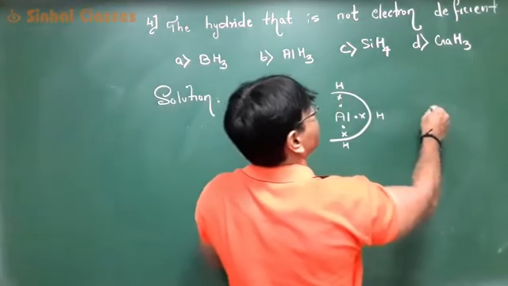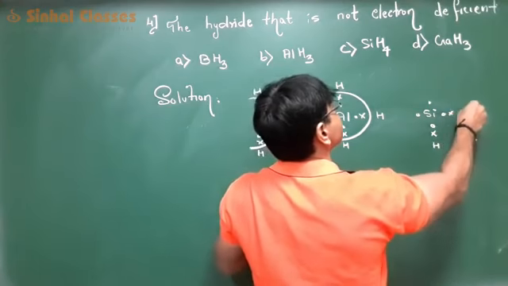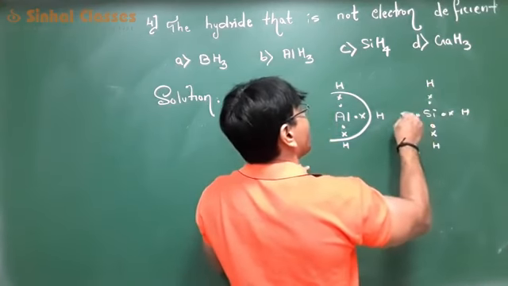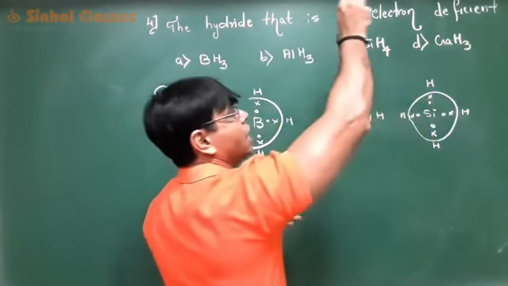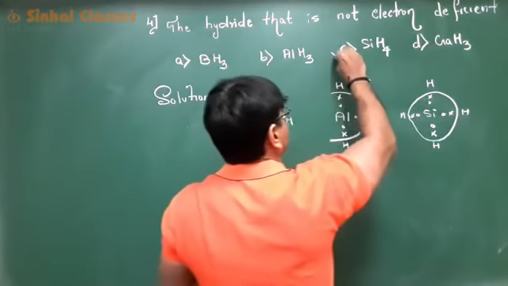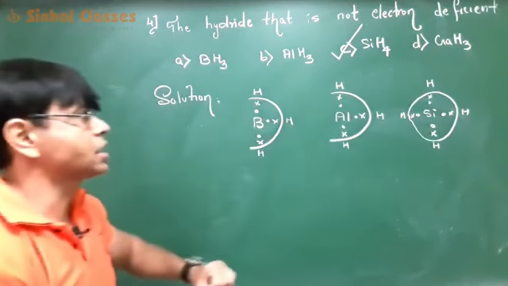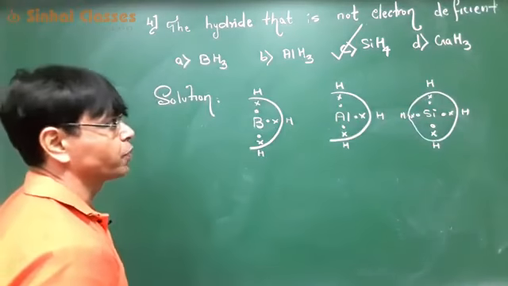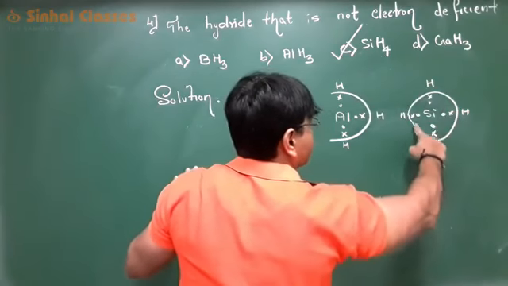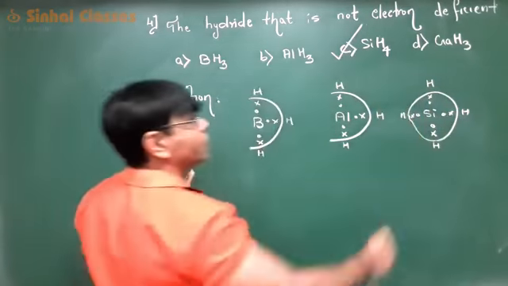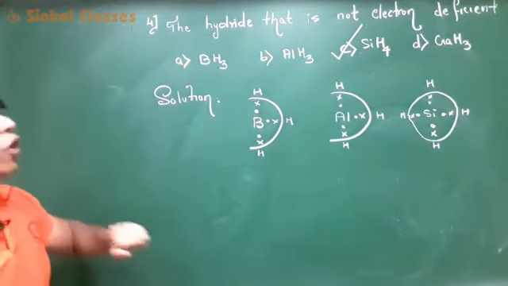What about silicon hydride? Silicon has 4 electrons in its outermost shell, and 4 electrons are shared by hydrogen. Total comes to 8. So it does not have electron deficiency. So your answer for this is C. Gallium hydride also has a deficiency of electrons. So your answer for this question is C, where all the electrons total makes up 8, which is not electron deficient. So this is question number 4 for you.